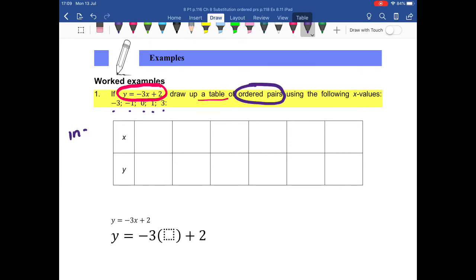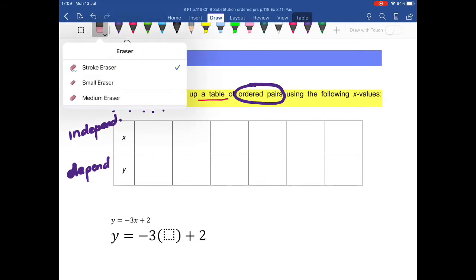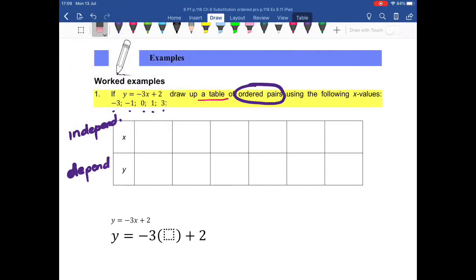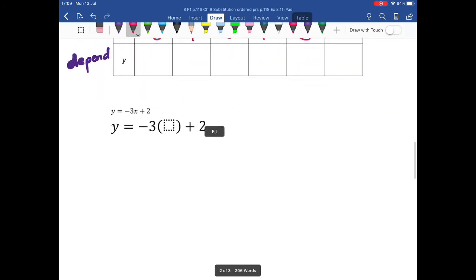The x is the independent variable, and y is the dependent variable, because y depends on whatever x's value is. If you are independent, you can choose a whole lot of things. If your parents think you're independent, you can make lots of choices for yourself. I always go in numerical order, so it's going to be negative 3, negative 1, 0, 1, and 3.